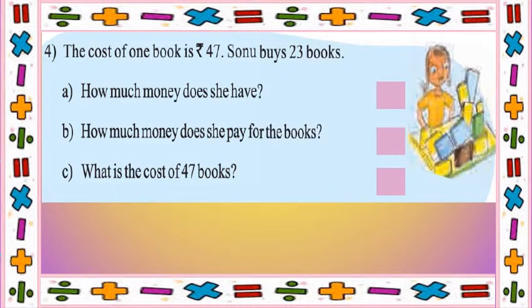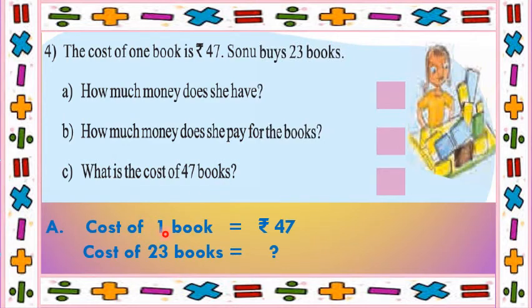Fourth question, the cost of one book is rupees 47. Sonu buys 23 such books. So option A, how much money does she have? Option B, how much money does she pay for the books? And option C, what is the cost of 47 books? Now it is given that the cost of one book is rupees 47, then the cost of 23 books will be how much? So option B, how much money does she pay for the books, matches the best. So the answer is option B. So put a tick mark on option B.